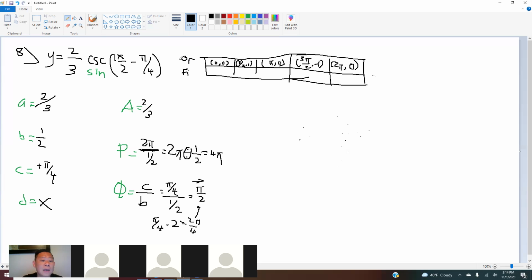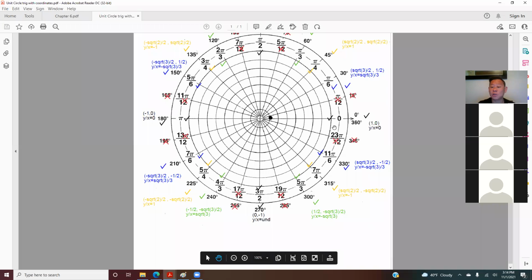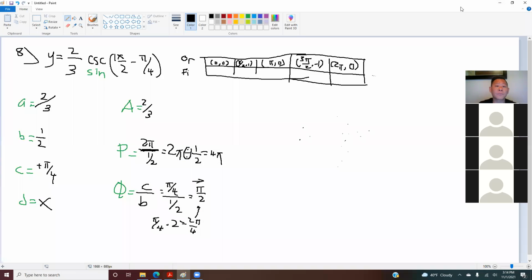Okay. Then the original points for sine are 0, 0; pi over 2, 1; pi, 0; 3 pi over 2, -1; and 2 pi, 0. These are the original 5 points for sine. Again, if you don't know this, make sure you use your unit circle. Look at your y value, because we're talking about the sine. Then for all your x values, we have to do your starting and ending points.